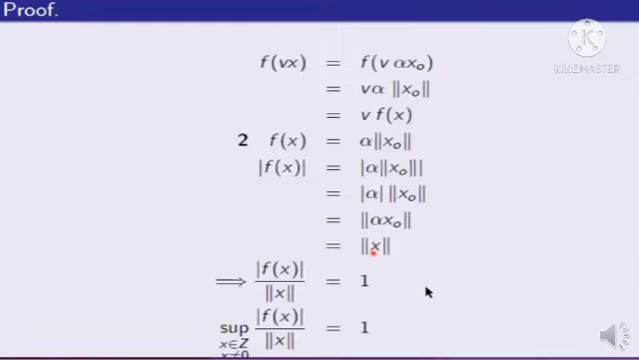As the norm of x is a positive number, we can take it to the left side. So the absolute value of f of x over the norm of x is equal to 1. If we take the supremum, then it will still be equal to 1, as 1 is finite. So the norm of f is finite, and f is bounded.